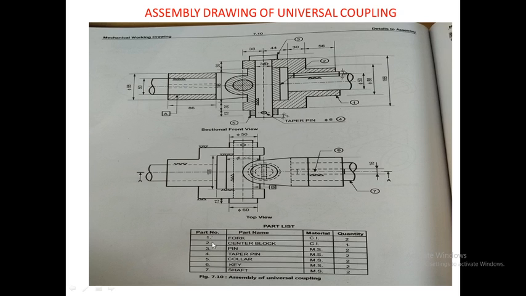So accordingly, first locate all these parts in this assembly drawing and then draw the sectional front view and top view of only those parts which have been asked in the question. You don't need to draw the sectional front view and top view of all the 7 parts. So carefully read the questions. Now we will see how the detailed drawing of this universal coupling will be looking like.